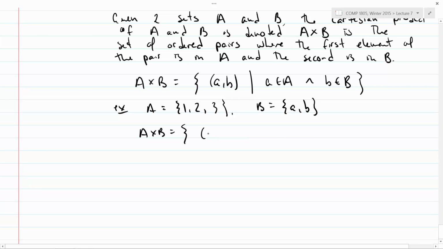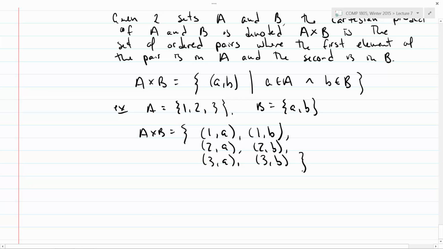So I'd have (1, a), (1, b), (2, a), (2, b), (3, a), (3, b). Right, that would be that set. And notice that order matters, because if it were B cross A, then the first element would be from B and the second element would be from A.